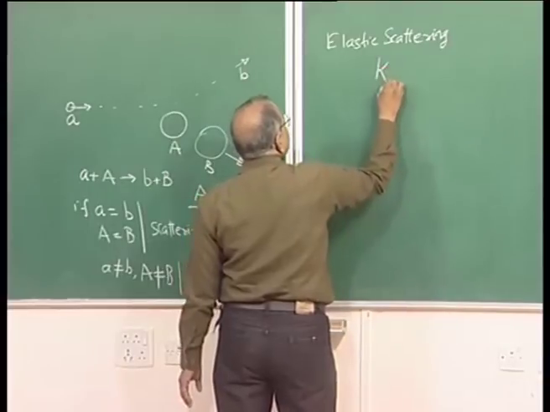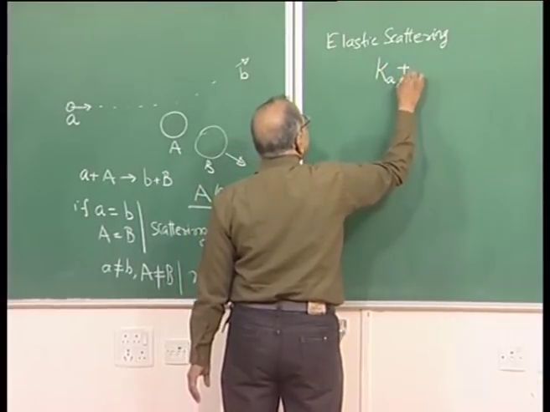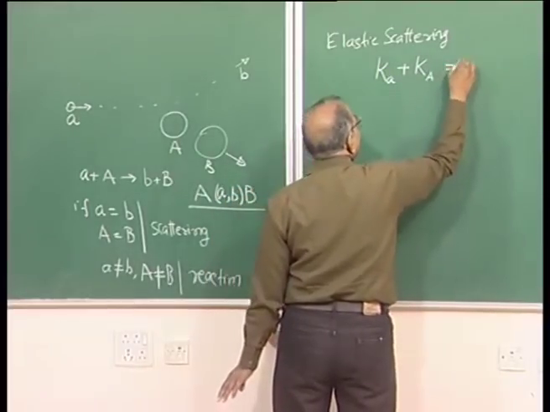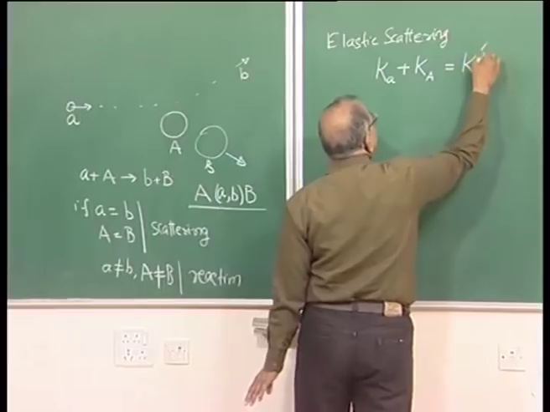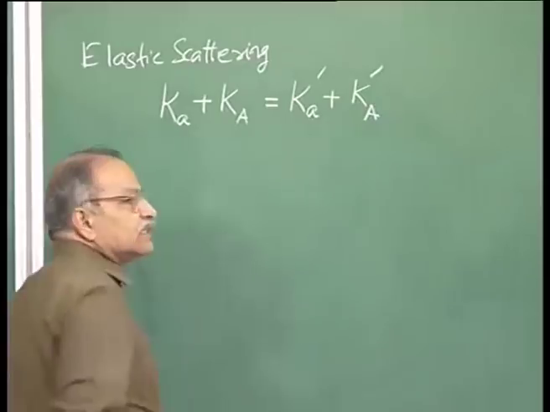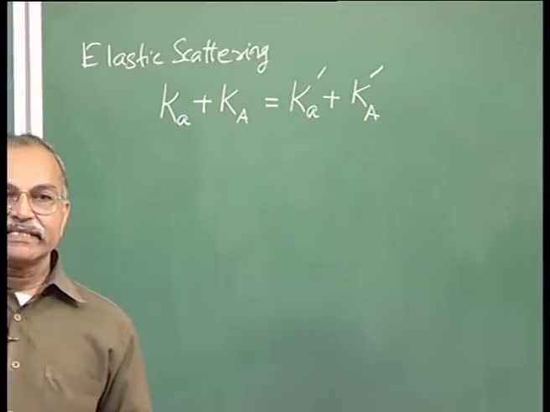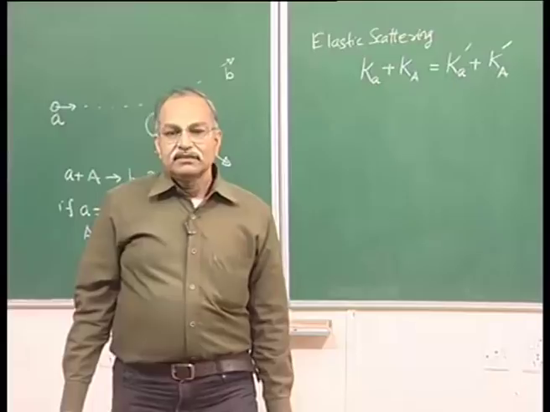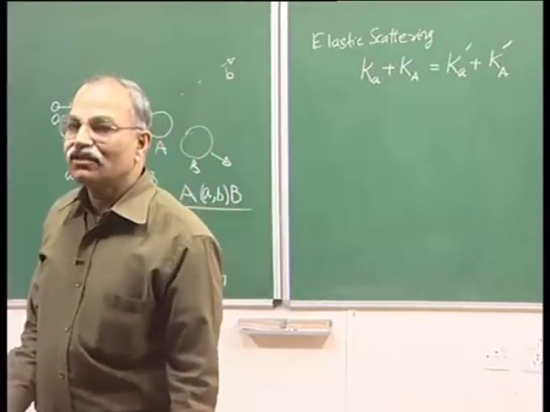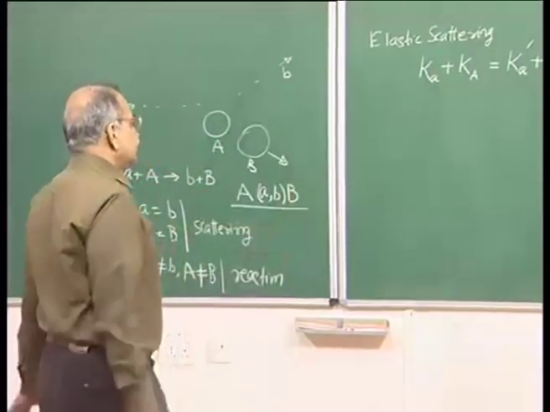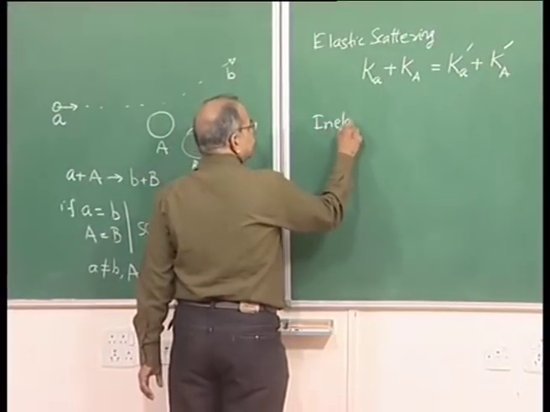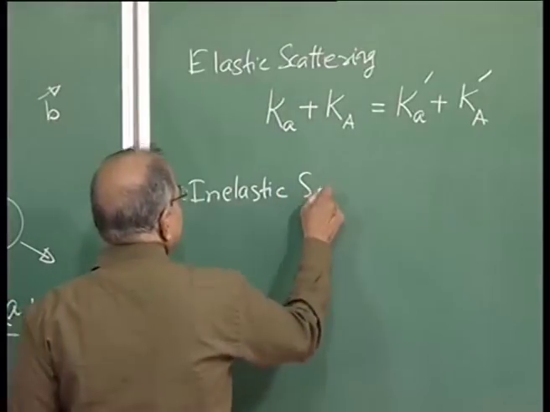So, kinetic energy of this small a plus kinetic energy of this capital A before is the same as kinetic energy of a after the event and kinetic energy of capital A after the event. So, this is known as elastic scattering, where the kinetic energies are the same, the nucleus remains in its ground state. So, that is this. And the other possibility of scattering is inelastic scattering.